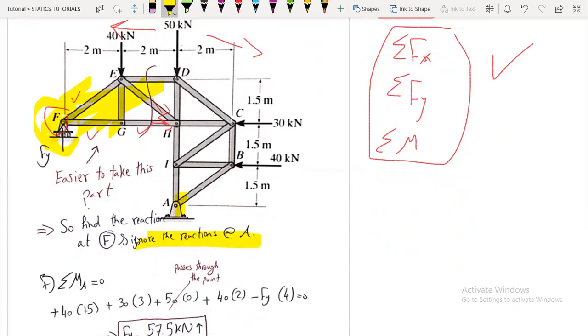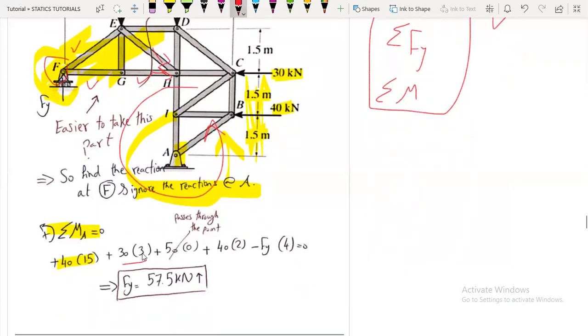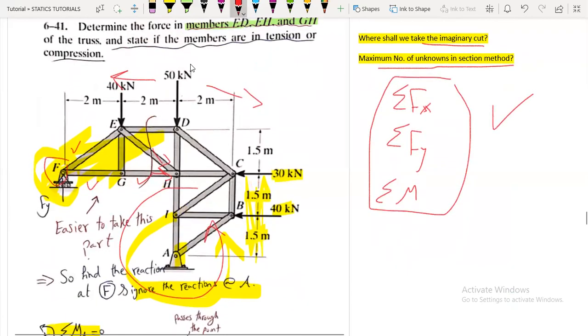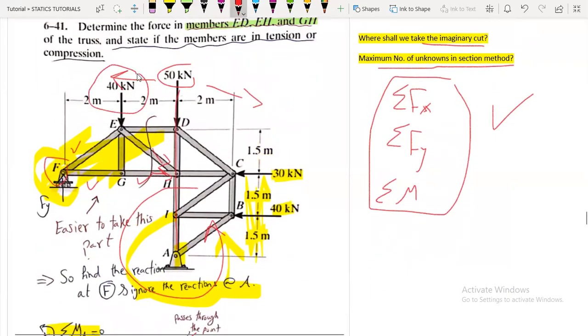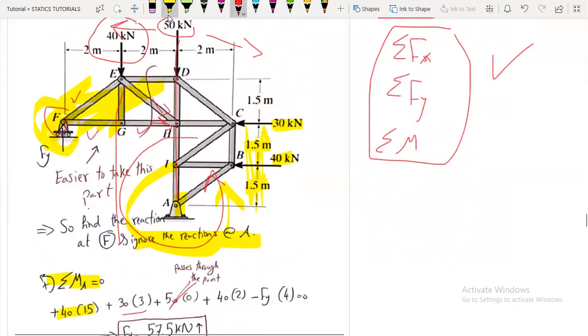So taking the summation of moments at A, we will have what? First of all, this force multiplied by the distance, and it's rotating counterclockwise, so it is positive. Okay, also this force multiplied by this distance, which is 3 meters. Also, it's rotating what? Counterclockwise, so it is positive. Okay. Here, the force is passing through point A, so it is 0. Okay, the distance is 0. Okay. Regarding this force, 40 kilonewtons, it's also rotating what?